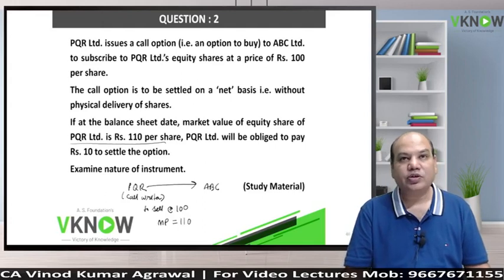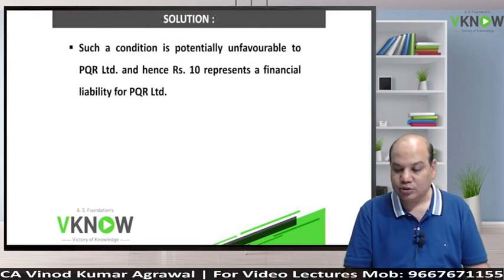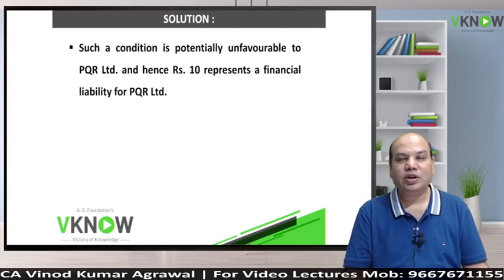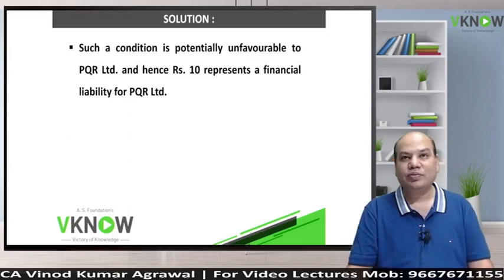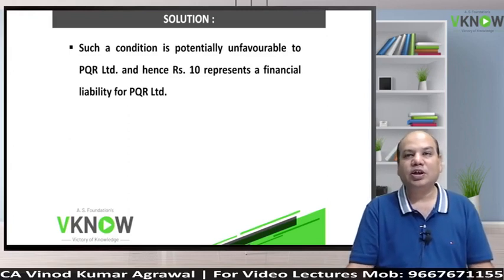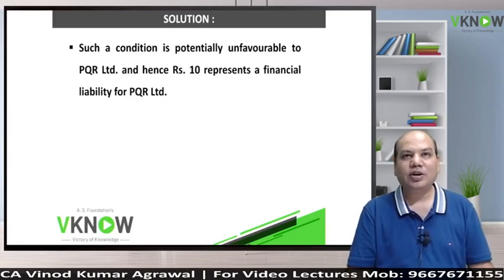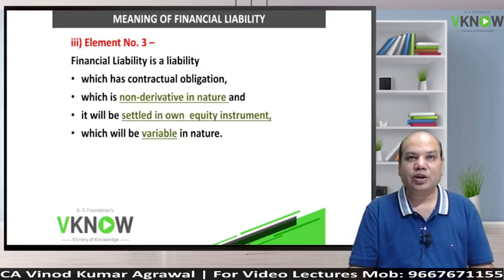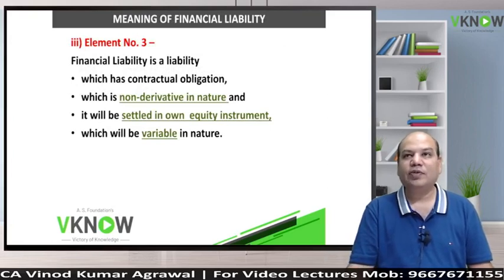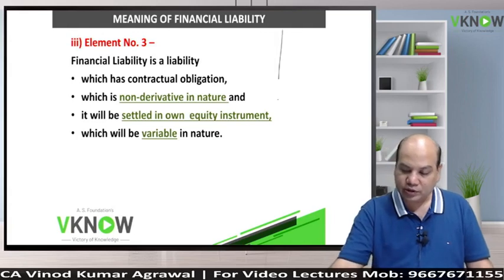So examine the nature of the instrument. So in the exam, how do you know the nature of the instrument? There is a contractual obligation to deliver cash or a financial asset under potentially unfavorable circumstances now. So element number 2, that definition is satisfied. Element number 2 says contractual obligation to exchange financial assets or financial liabilities under potentially unfavorable conditions. So for PQR, the contract has become unfavorable and therefore there is a liability of 10 rupees which we will call a derivative financial liability.